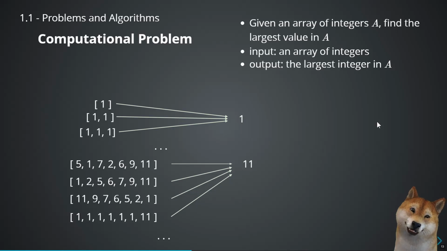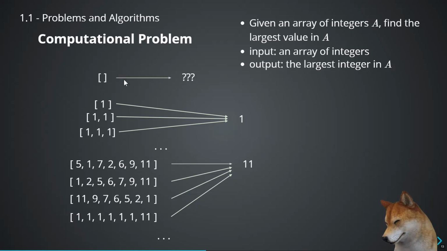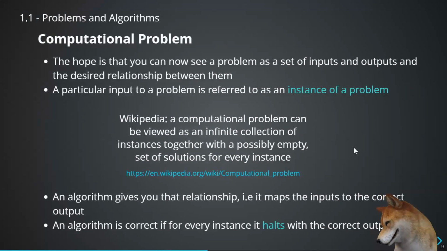Well, it's kind of missing something. This one. If I give you an empty array, what should we do? So anyway, the hope is that you can see a problem as a set of inputs and a set of outputs and how you relate them. And please be careful when you do that. Make sure you take into account every possible input and every possible output. The output can be nothing, by the way, sometimes, because sometimes there is no solution, in which case it will map to nothing.